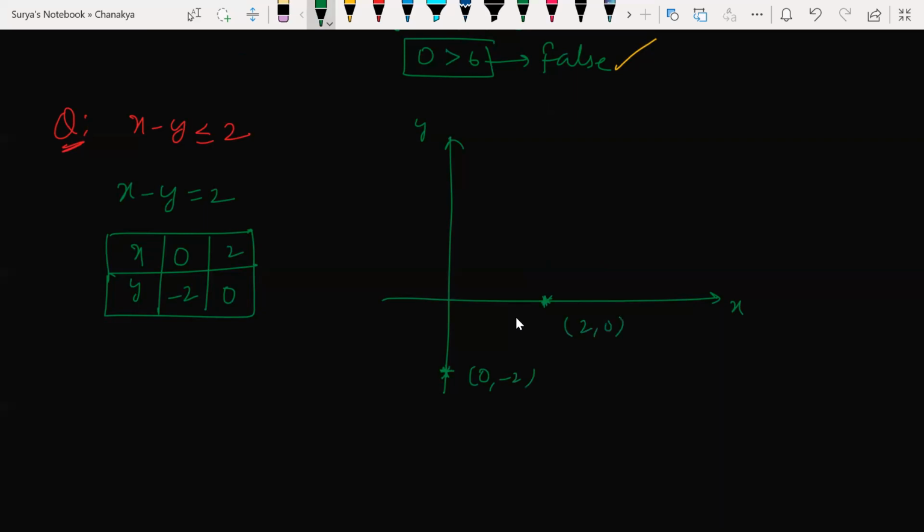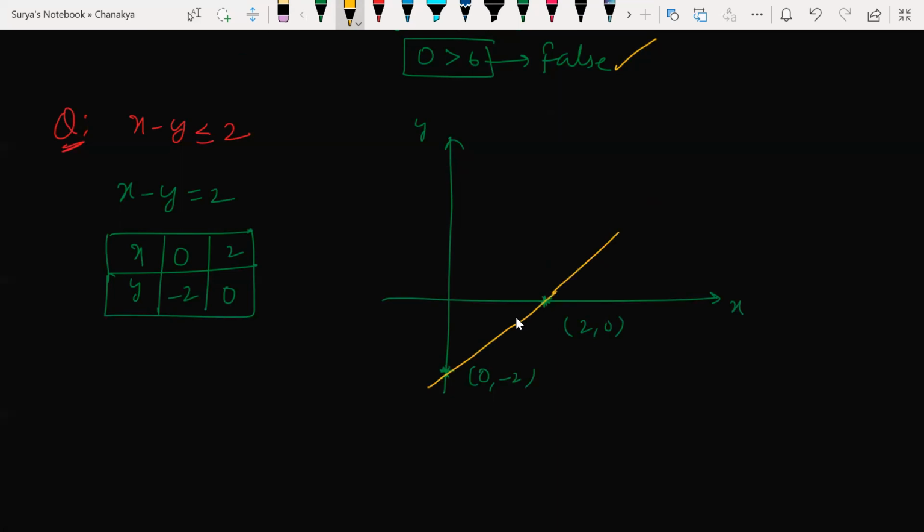Now, dotted line or thick line, guys? When you have less than or greater than, dotted line. When you have less than or equal to, greater than or equal to, thick line. Understood my point? Very good. So I drew a thick line.